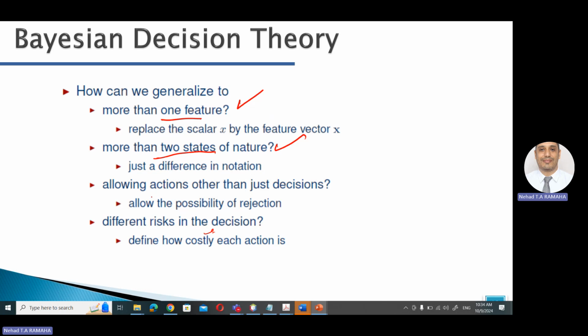Also another issue is the action, doing some action, like rejection of a specific class. Also, calculating the risk. All this could be used to make the rule more general. We will take all this.